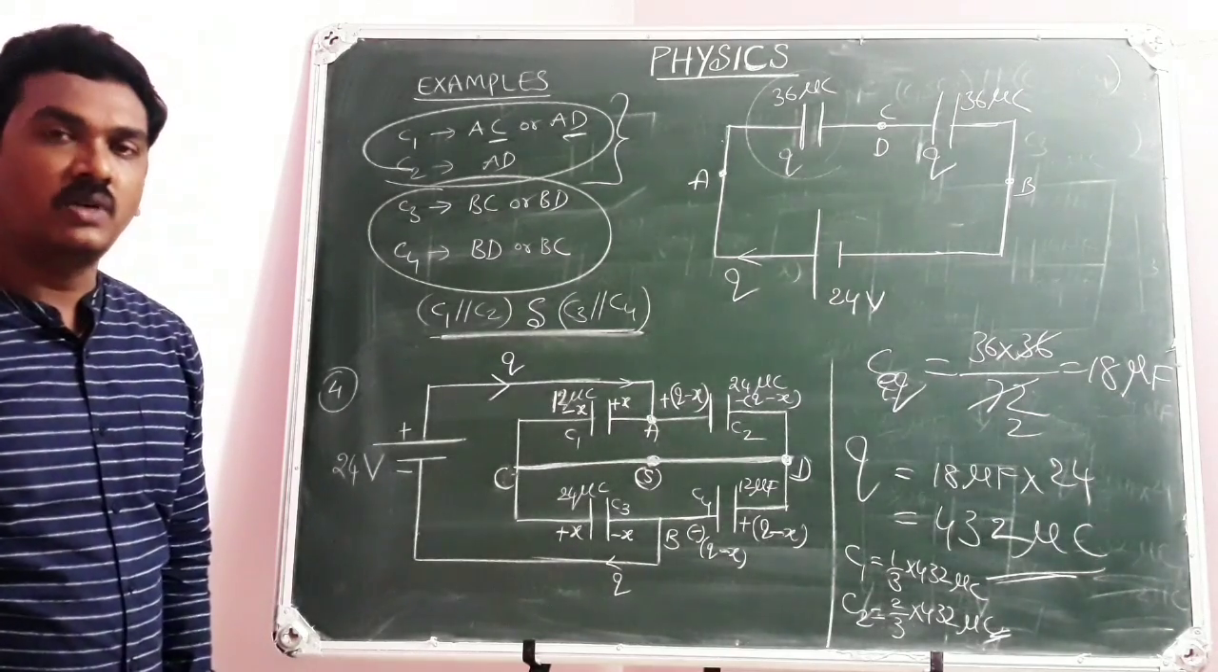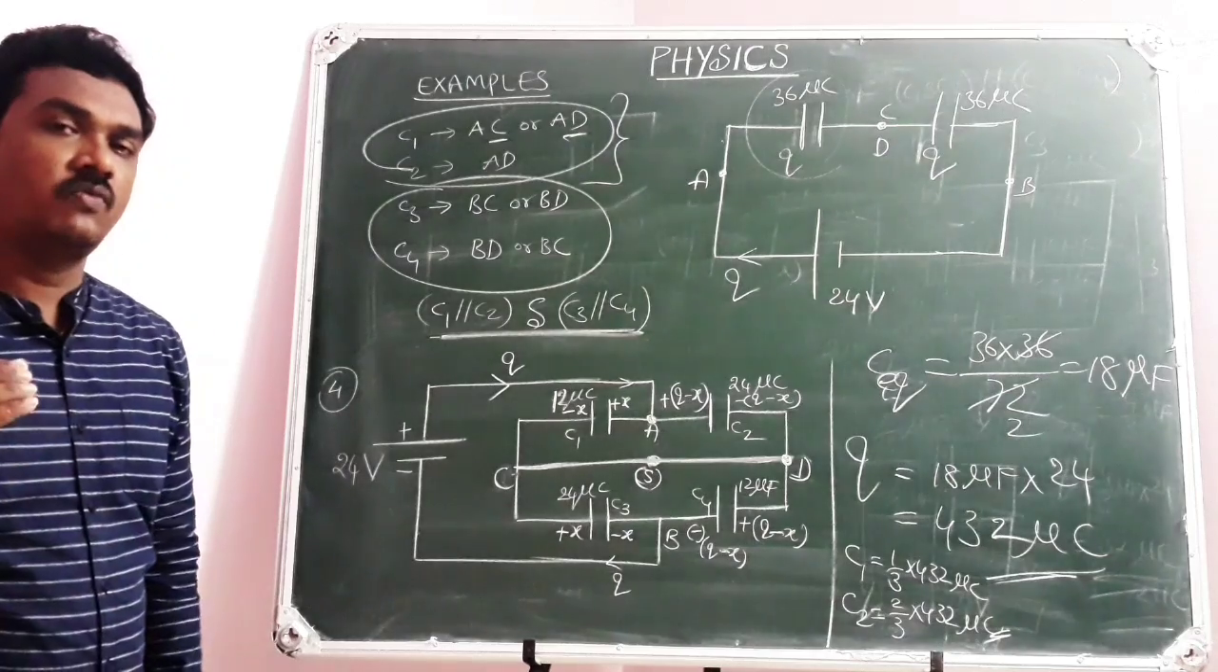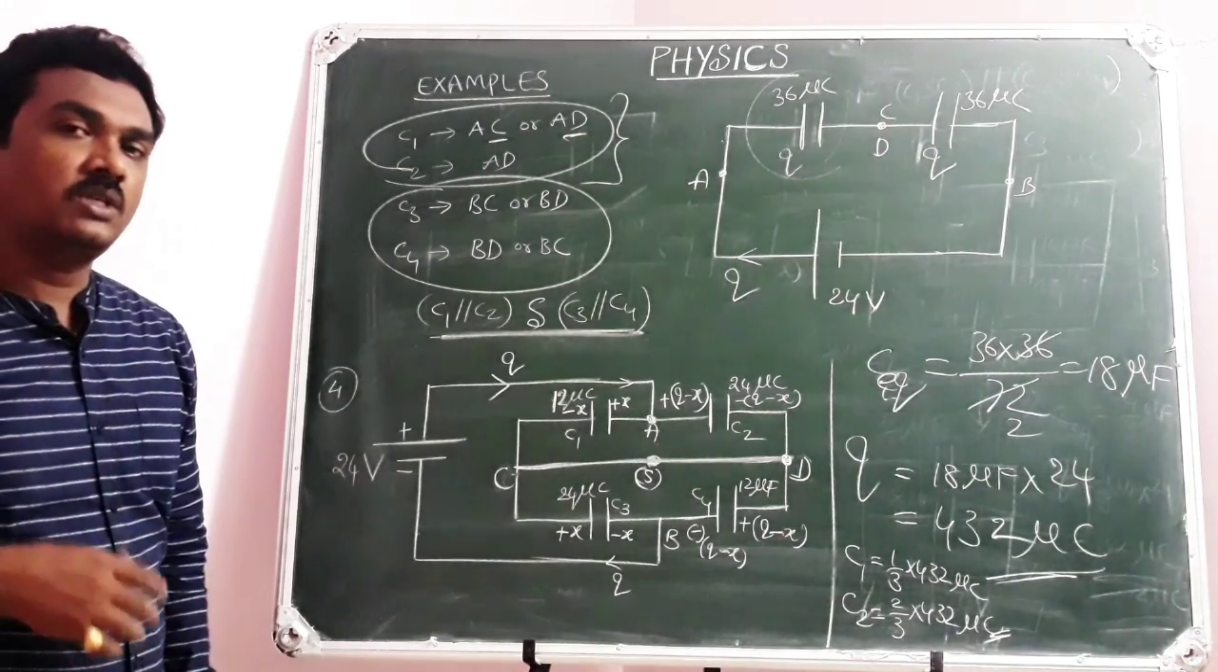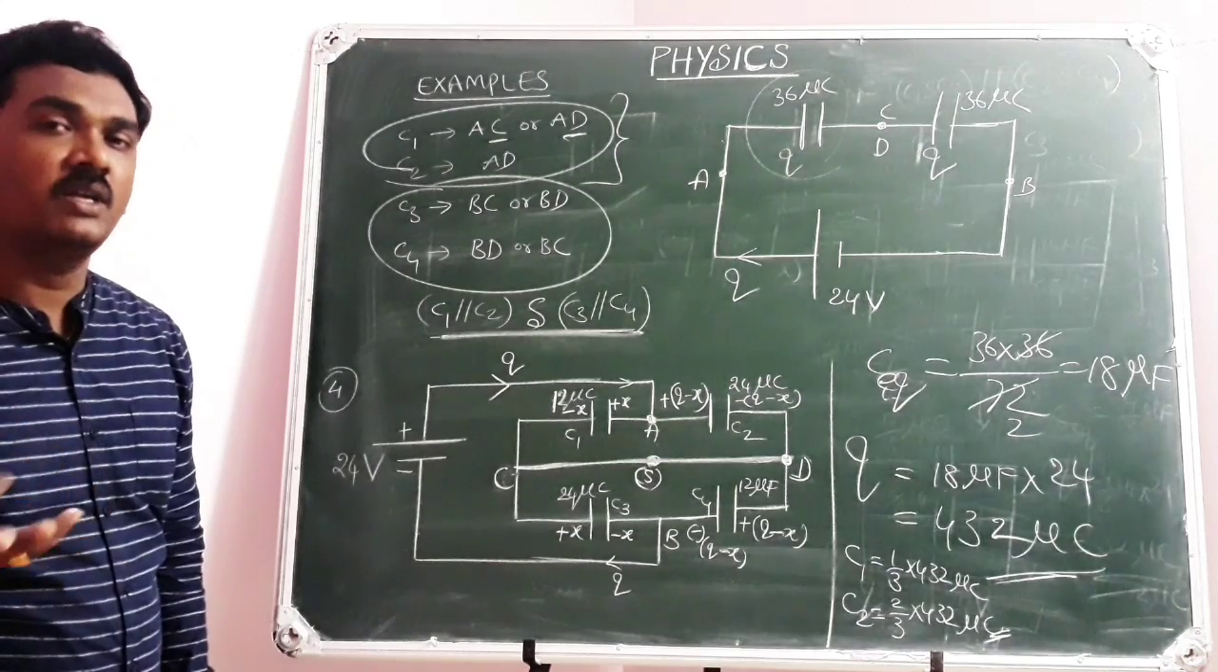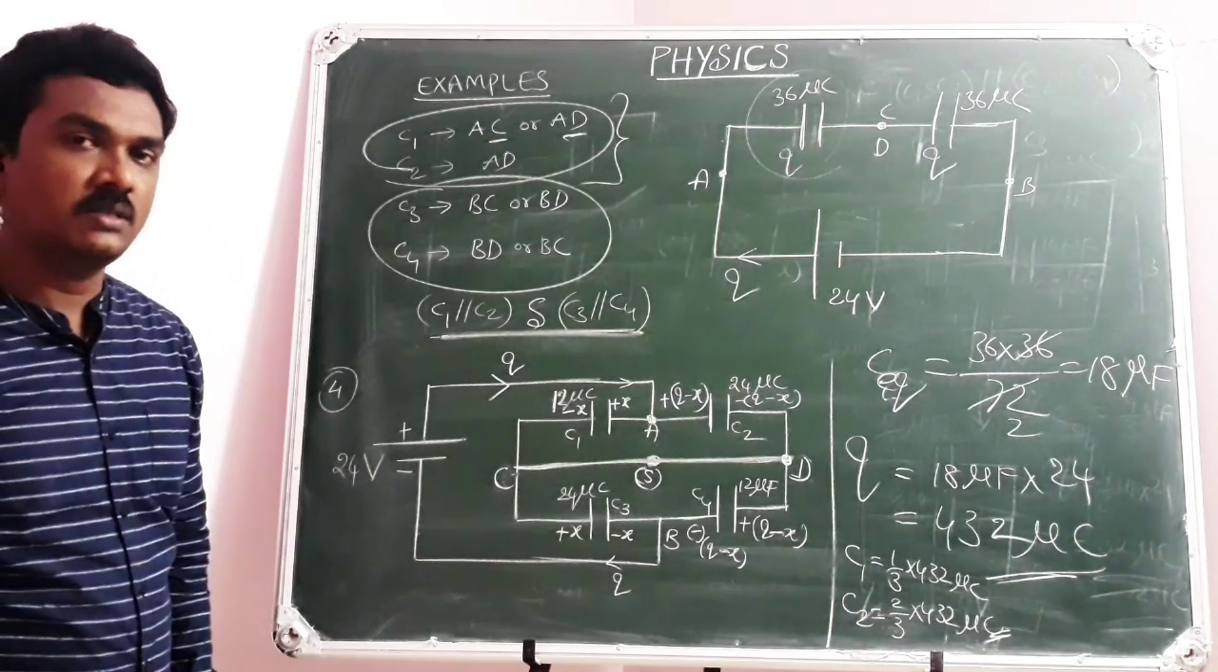So this is all for today's class. Go through these 4 examples properly, so that you will be able to try to solve the maximum number of electric circuits involving capacitors and batteries.